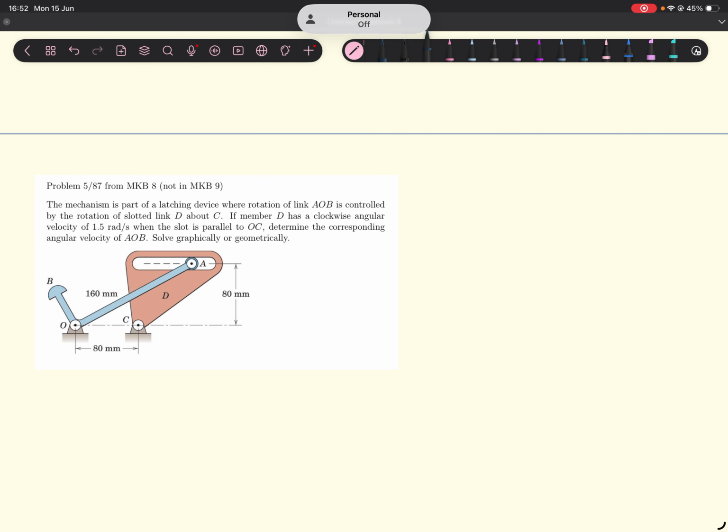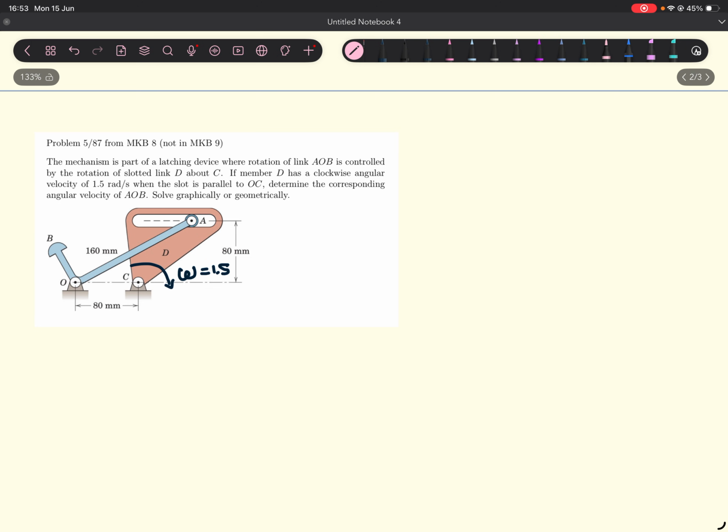Okay, so in this problem we have a slot, which makes things interesting. And we're also told that body D has a clockwise angular velocity of 1.5 radians per second, and we're told that the slot is parallel to OC in this case, and we're asked to determine the angular velocity of AOB, right? So the angular velocity of this body, basically. So cool.